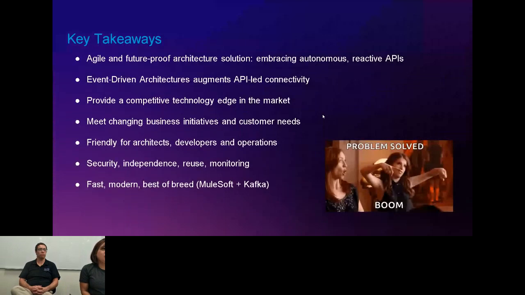So for the key points to take away for this session: in order to create an agile, future-proof architecture that supports a long-term strategy for legacy modernization, organizations must move beyond point-to-point integration and embrace event-driven APIs. Some non-functional requirements, or NFRs, are most naturally realized by adding elements from event-driven architecture to a solution based on API-led connectivity. Organizations must modernize their systems to ensure the technologies they use provide a competitive edge in the market and, more importantly, meet changing business initiatives and customer needs.